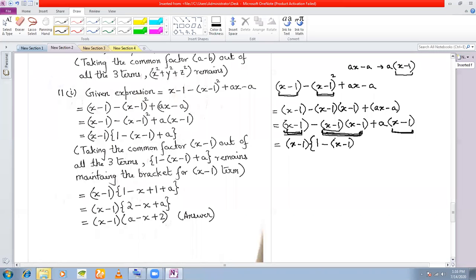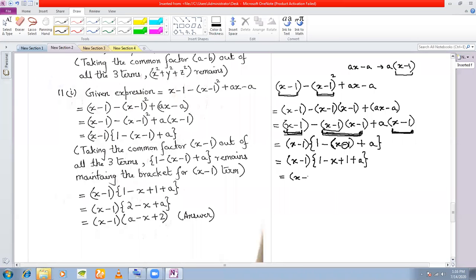See that I've maintained the bracket because x minus 1 is an expression, not a variable. Okay. Also, if I take out x minus 1 from here, I'm left with plus a. And then I close the curly brackets. x minus 1. And now I open the brackets within the curly brackets. 1 minus x, and this minus, since I'm opening the bracket, changes to plus. And this plus a we write as it is.